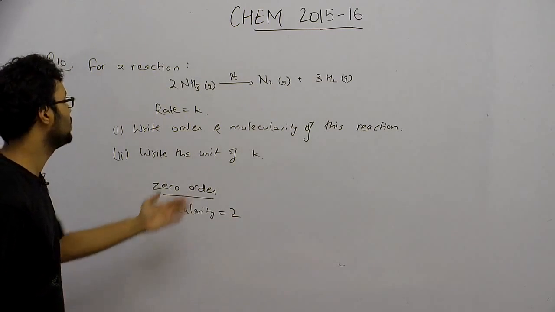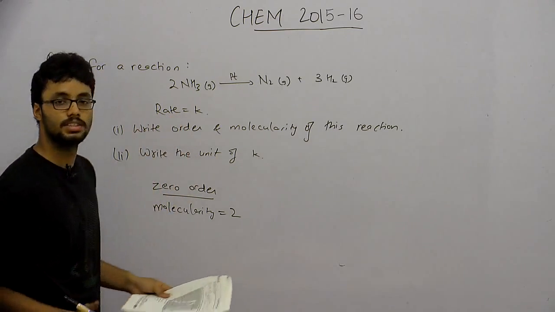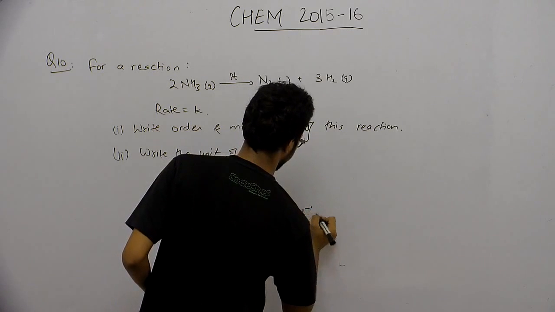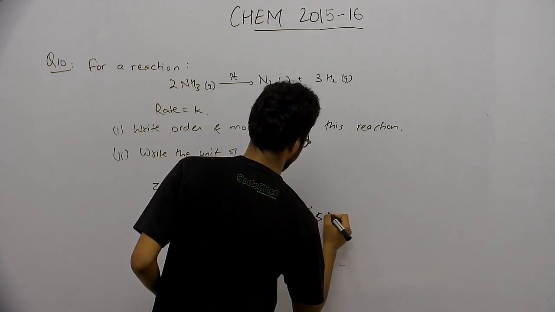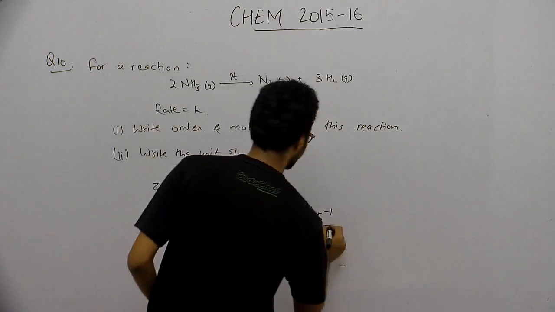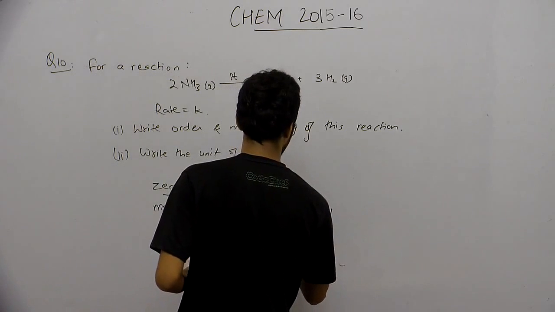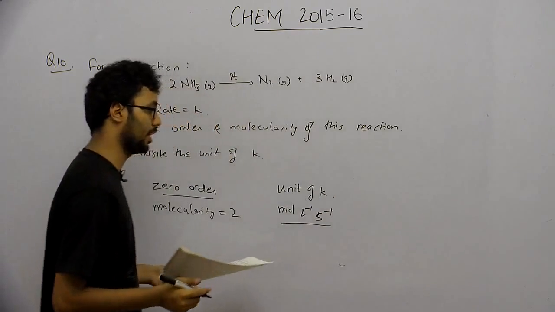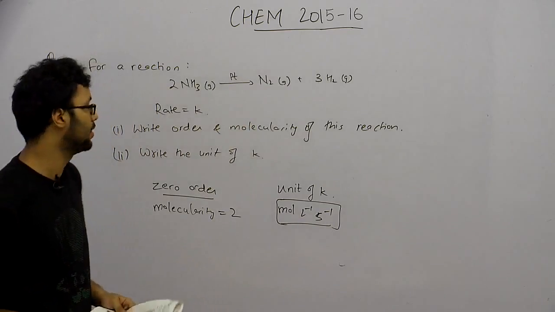Now, the unit of K. Since the unit of rate is mole per liter per second, the unit of K and the unit of rate should be the same. So this is the unit of K, mole per liter per second.